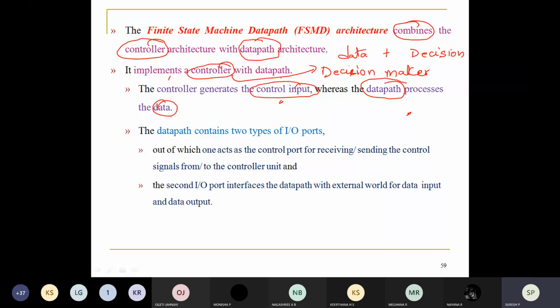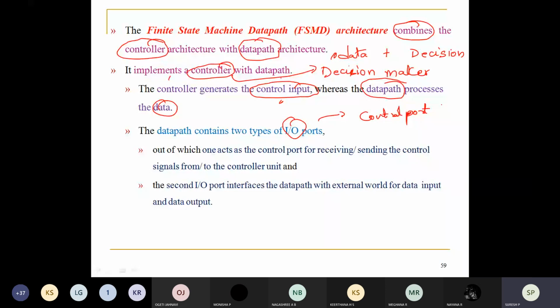Next comes what the data path consists of. As the name indicates, data is nothing but the information you are sending. But what do we mean by data path? Basically, the data path contains two types of I/O ports. One acts as a control port, receiving or sending a control signal from or to the control unit. So it is going to have a control signal.